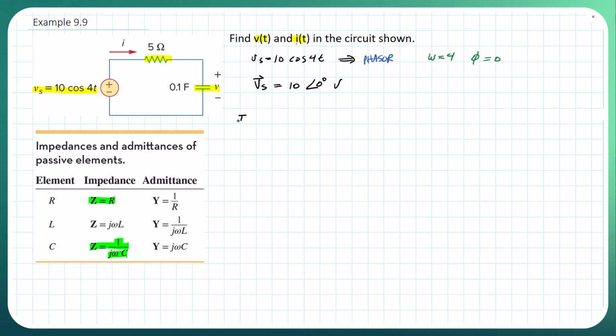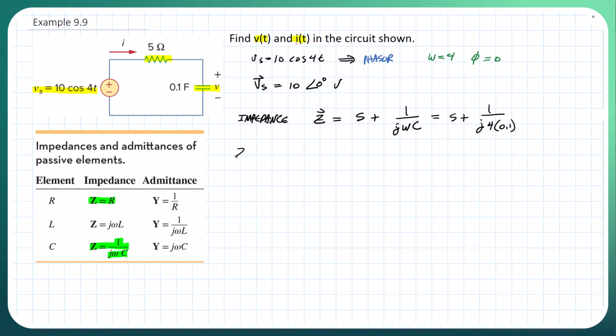So the impedance is going to be Z equals the R, which is a resistor, 5 ohms, plus the capacitor, which is going to be 1 over j omega C. Let's plug in the values we know. We already plugged in the resistor. Our omega was 4 and our C was 0.1 farads. We do the math there.